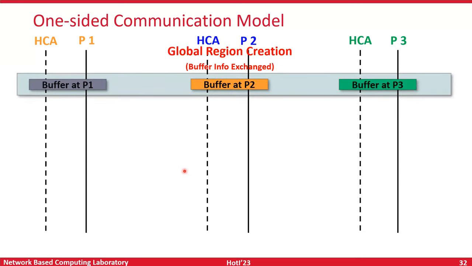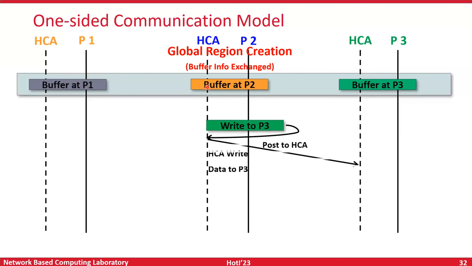In the example, as I said, typically for any of the middlewares you write, there is something called an initialization. Like in the MPI world, there is an MPI initialization. In any software stack, you have some basic initialization. In the initialization step, you can create these buffers, like a global region creation, and exchange some information, which are typically known as keys. We'll see what those keys mean.